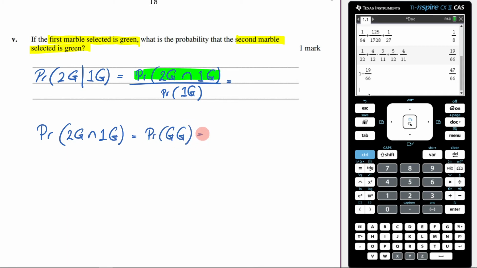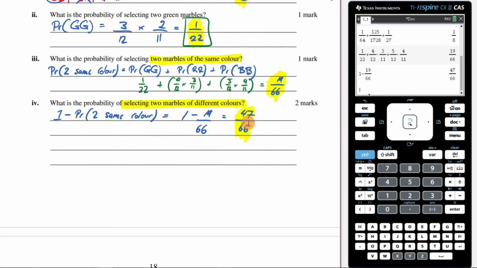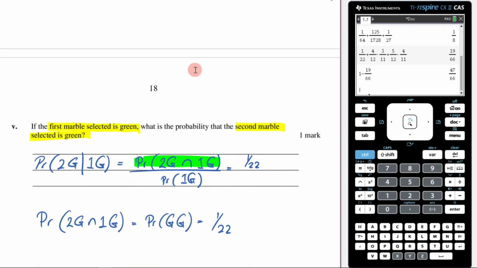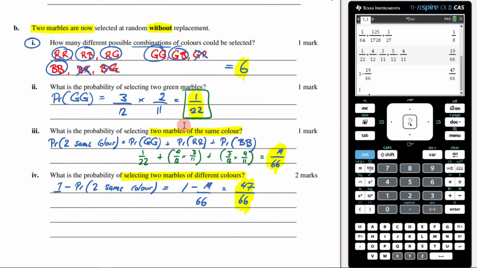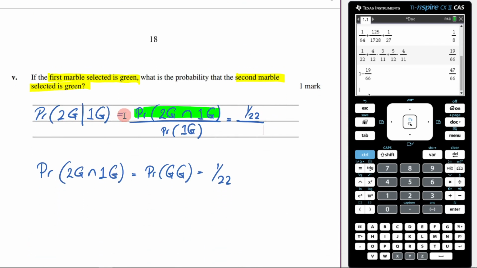And we've already figured that out. That was 1 on 22. So this is where it's really utilizing what we've done previously. You don't have to figure that out again. There it is, 1 on 22. Then what's the probability that the first one you pull out is a green? Well, you know that the probability the first one is a green is 3 on 12. So we can come on here and go 3 on 12.